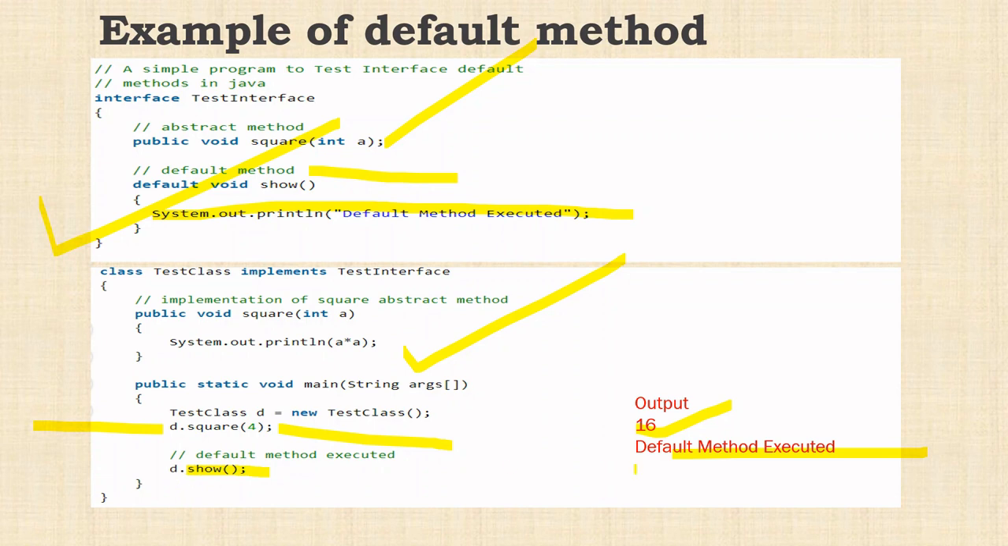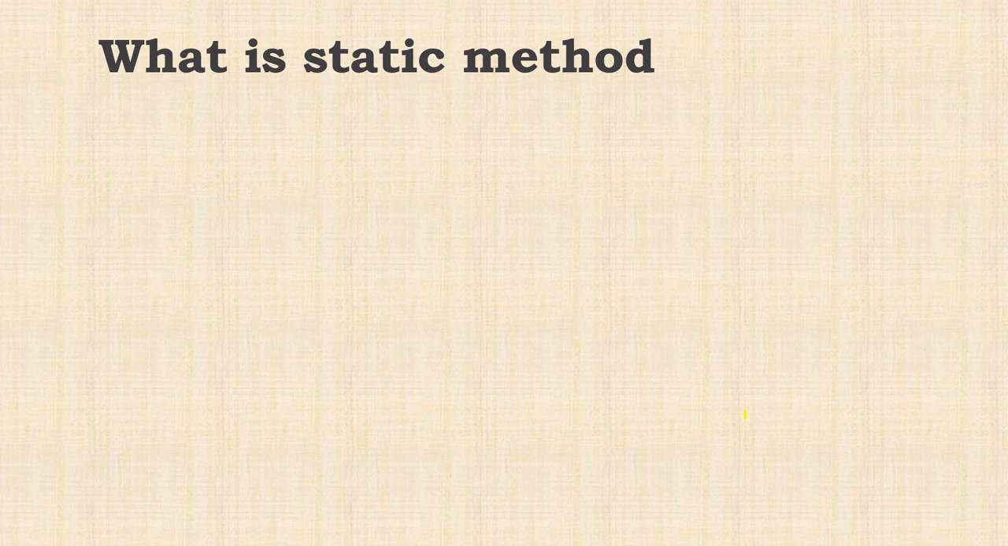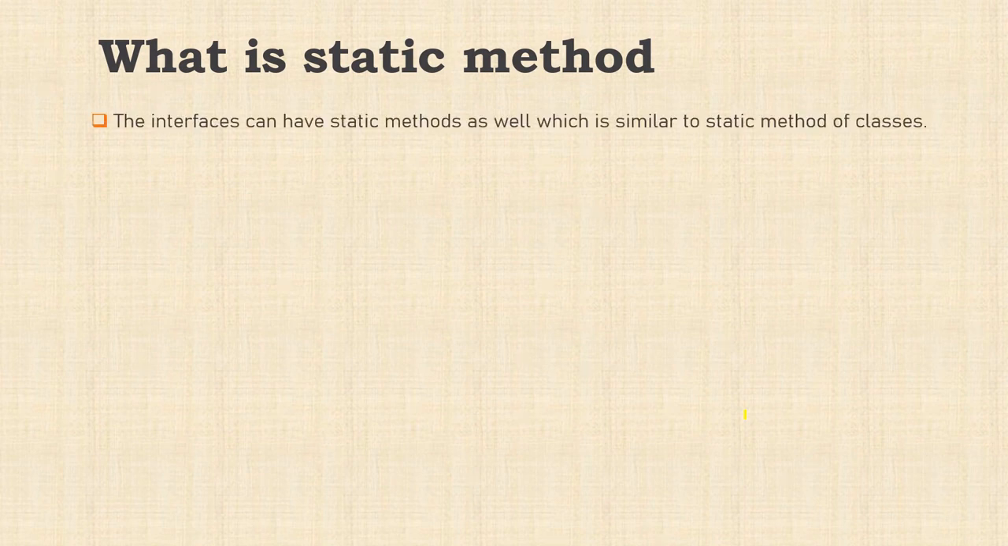So if you call d.so, you will get the default method executed, and if you call d.square, you will get the output 16. Okay. So next, what is a static method? Any interviewer can ask about the static method concept after the default method concept. So this is also important.